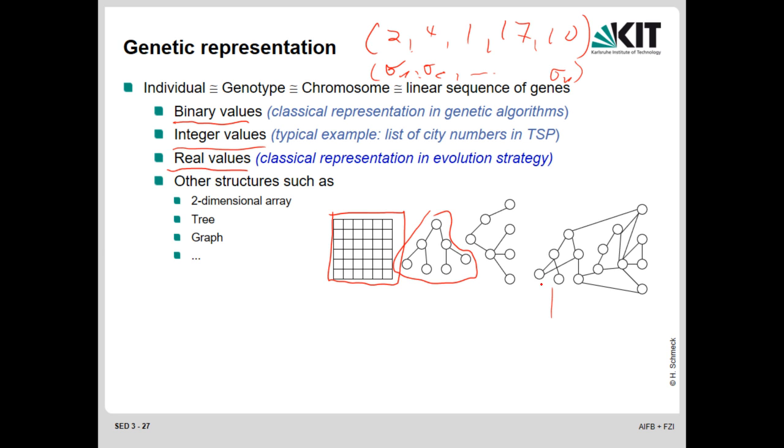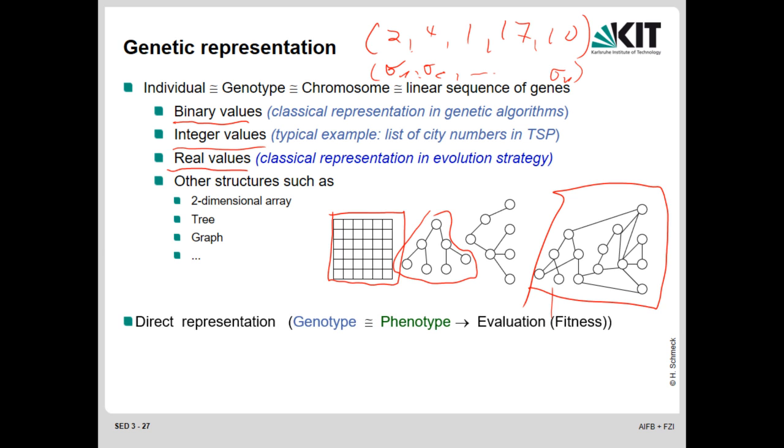Can also be just an arbitrary graph. And now the question is, how would you perform a crossover on graphs? You can define all these things, and then you have a problem-oriented genetic operator compared to an operator which would just make a crossover on a sequence of zeros and ones. So there are many different possibilities depending on the problem you are actually addressing.